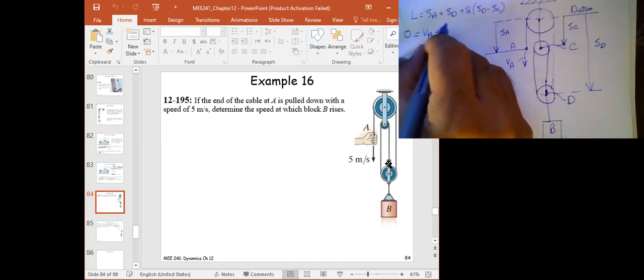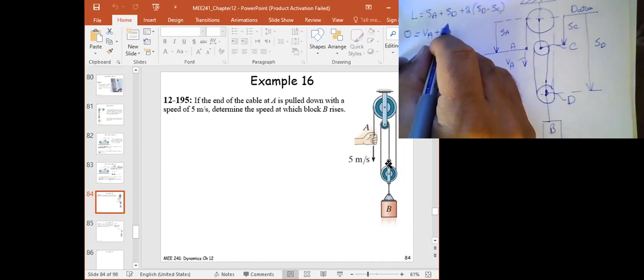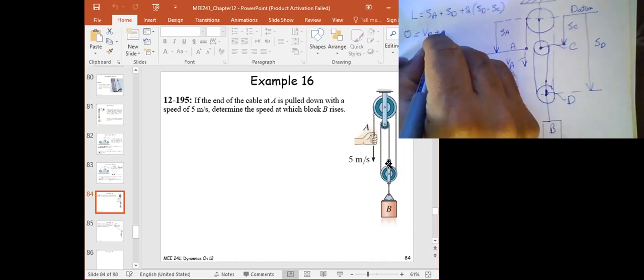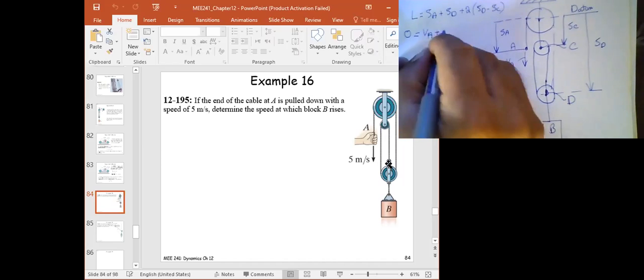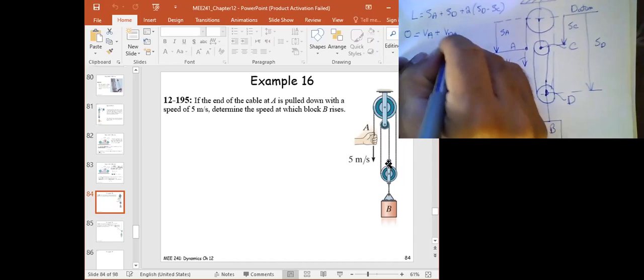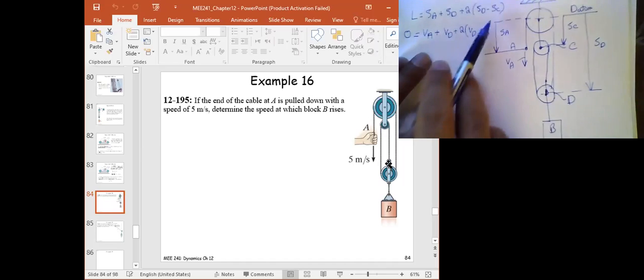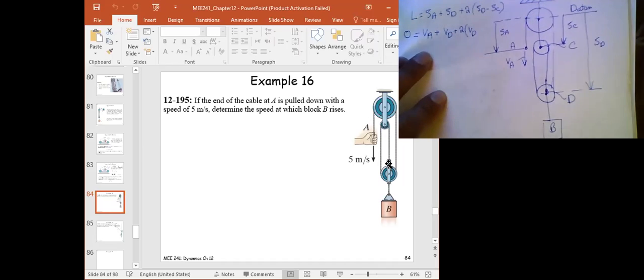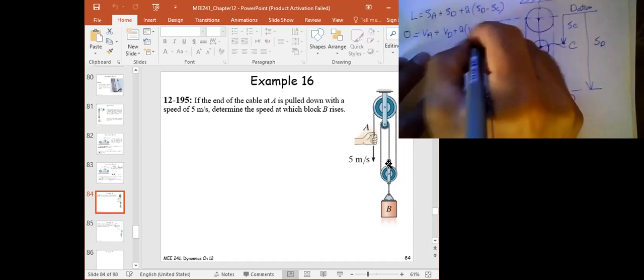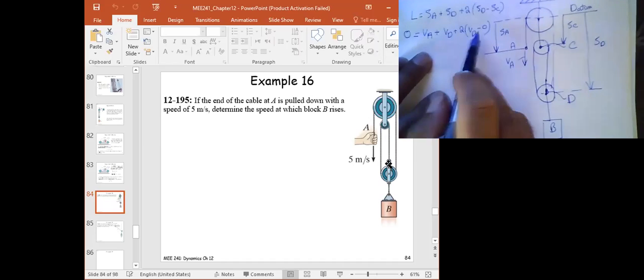Okay, so if I differentiate SD, what do I get? What is the derivative of SD? VD, exactly, plus 2. Okay, I have VD. What is the time derivative of SC? It's 0. Why is it 0? Because it's attached to the pulley at the top, the cable is not moving. Exactly, it's not changing, so it's 0, right?